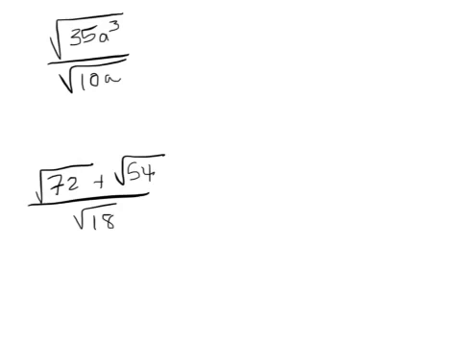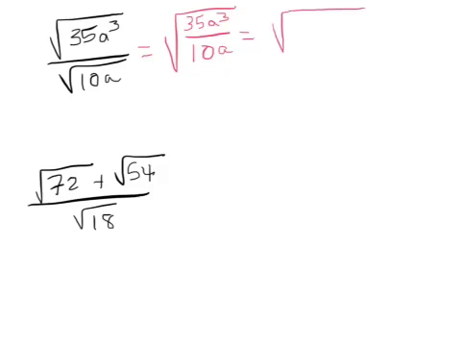We've got the square root of 35a cubed over the square root of 10a. So I'm going to put everything under one radical sign for the time being, and then I will simplify it. So I've got the square root of 35a cubed over 10a. So let's see if we can simplify this a little. 35 is 7 times 5 times a cubed. 10a is 2 times 5 times a.